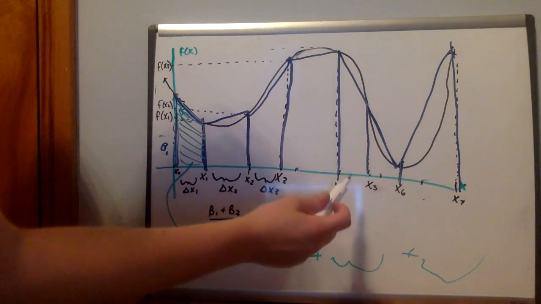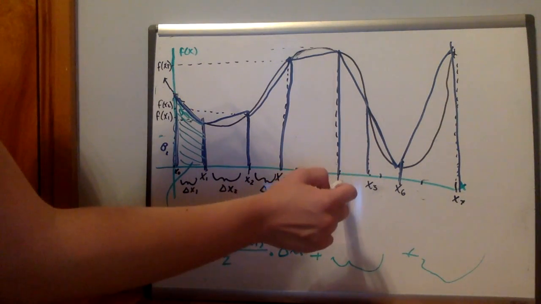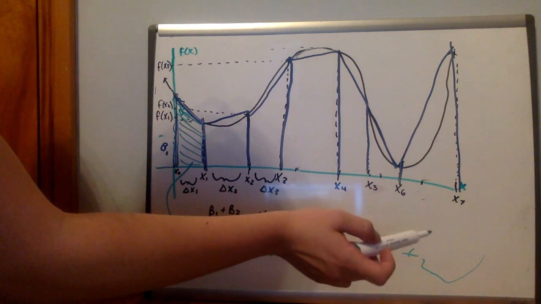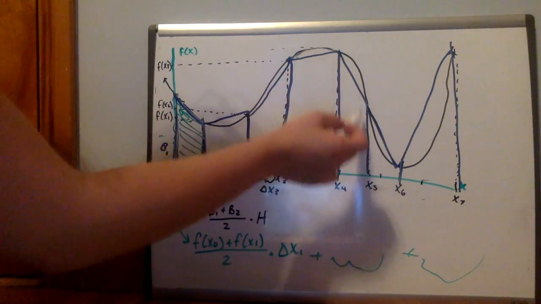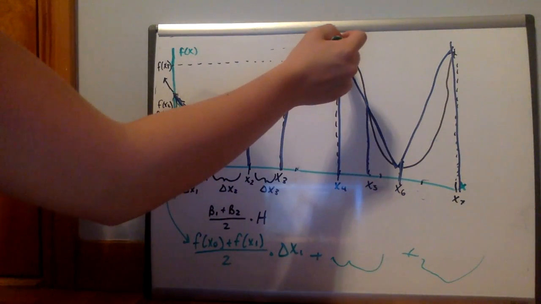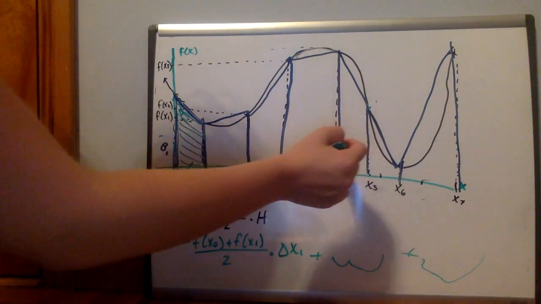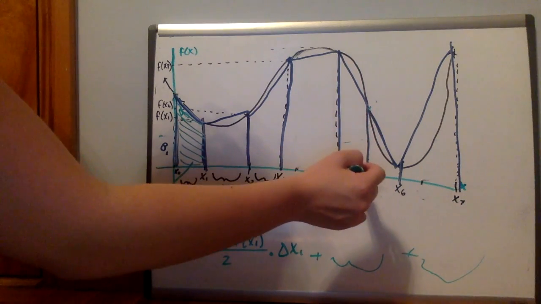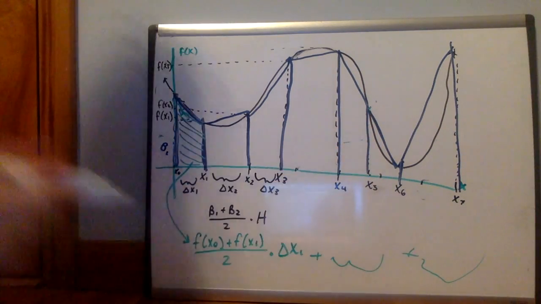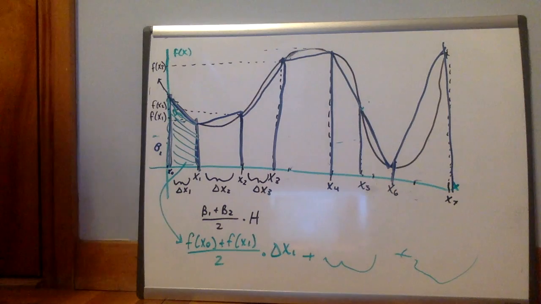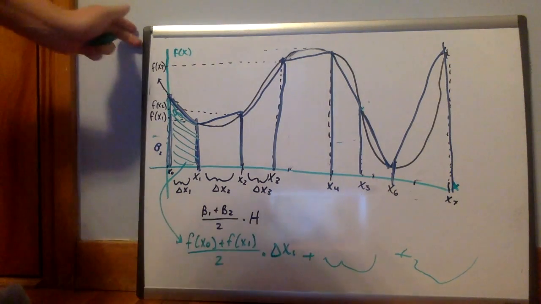For example, one of them later will be f of x4 plus f of x5 over 2 times delta x5. That's going to be this one. This is the first base up to f of x4, the second base f of x5, and our height is going to be that distance here, this delta x5. So now as you can see, we have trapezoids which approximate this whole curve, and I'll even color in those trapezoids.